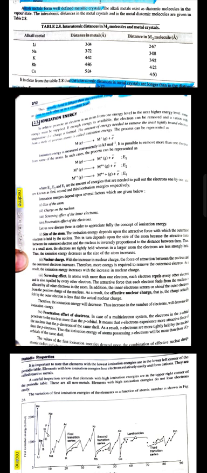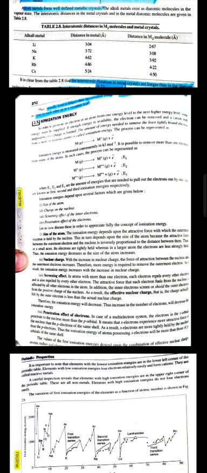Firstly, we discuss the size of atom. The ionization energy depends upon the attractive force with which the outermost electron is held by the nucleus. This in turn depends upon the size of the atom because the attractive force between the outermost electron and the nucleus is inversely proportional to the distance between them. Thus, in a small atom, the electrons are tightly held, whereas in a larger atom, the electrons are less strongly held. Thus, the ionization energy decreases as the size increases.